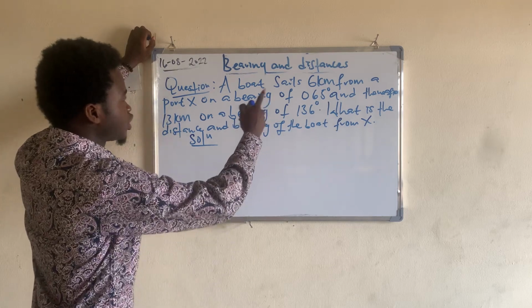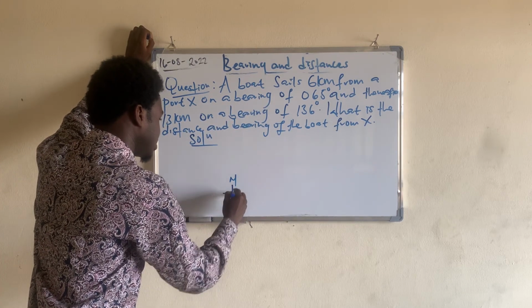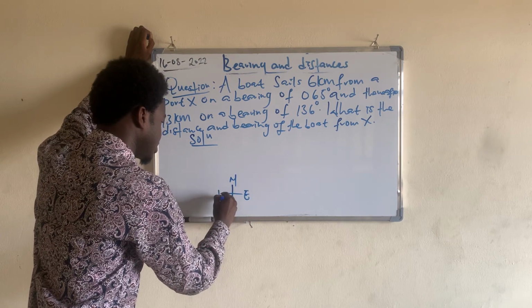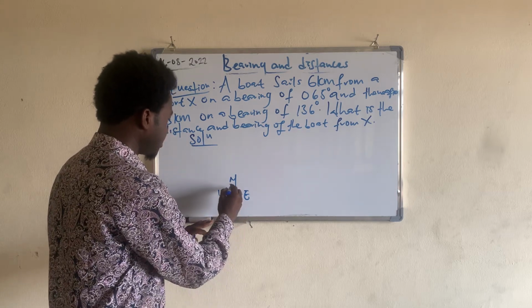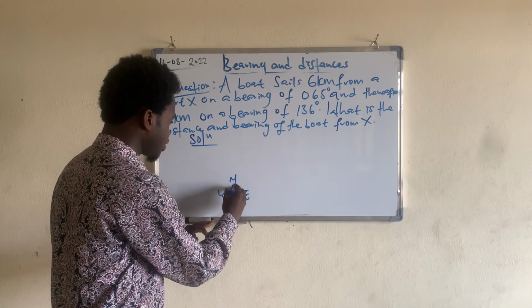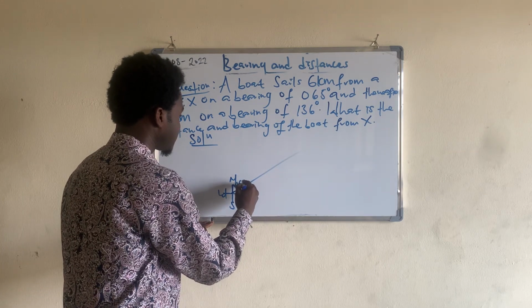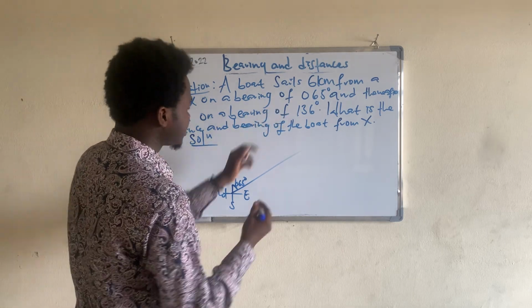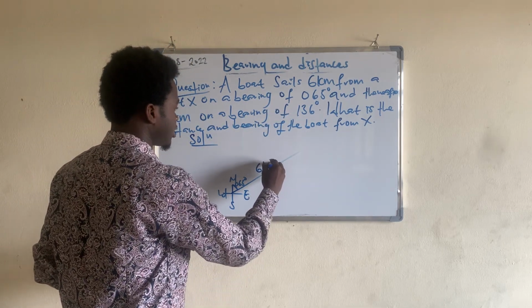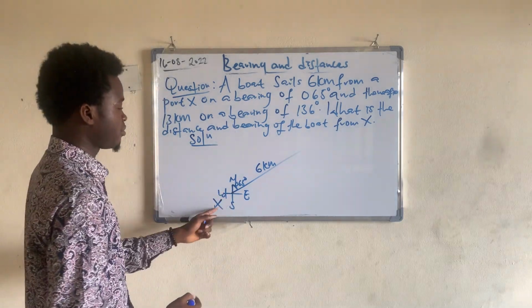So a boat sails 6 kilometers from a port X. So I will draw my 4 cardinal points: north, south, east, west. On a bearing of 065 degrees, I will create a small arc like this and draw this line. The bearing here is 065 degrees, and the distance it covered is 6 kilometers. So this is port X because it's coming from X.